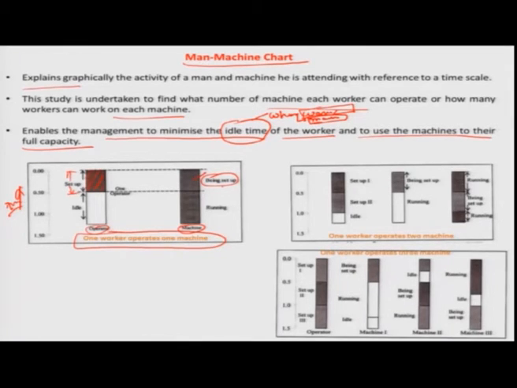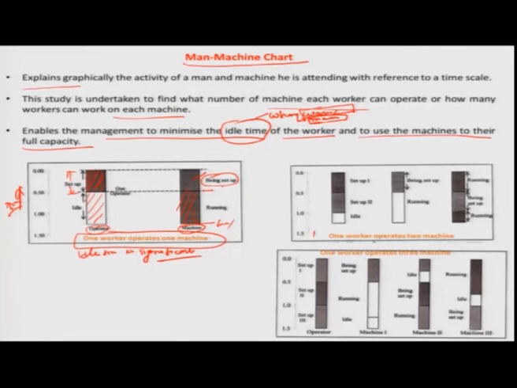After that, when the machine starts processing, he has to wait till that part is machined or fabricated. Okay. Suppose that machine is taking this much amount of time. Till this time the operator will have to wait. So, this is the idle time of the operator. Here you can see that if you have assigned one operator to one machine, he has to wait most of the time until that work is finished in that machine. Okay. So, here you can see idle time is significant.